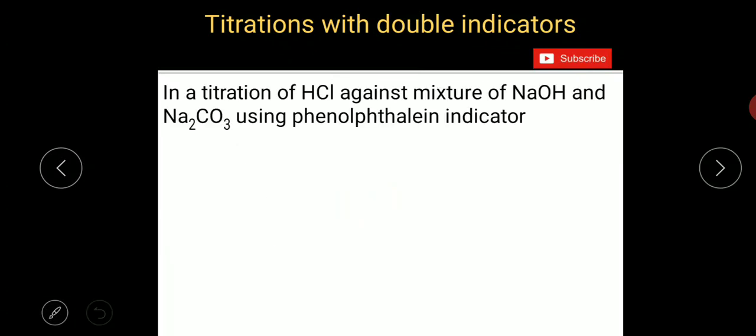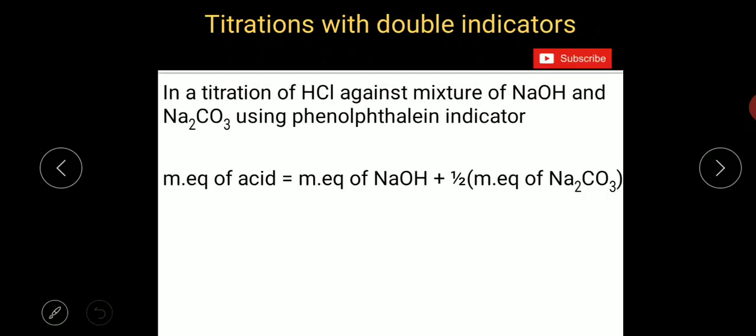In a titration of HCl against a mixture of sodium hydroxide and sodium carbonate using phenolphthalein indicator, which conclusion will you get? The milliequivalents of acid will be equal to milliequivalents of sodium hydroxide plus half of the milliequivalents of sodium carbonate. Why? Because phenolphthalein can indicate only the first equivalence point of sodium carbonate. It can't indicate the second equivalence point of sodium carbonate. That's why it will give you only half of the milliequivalents of sodium carbonate.